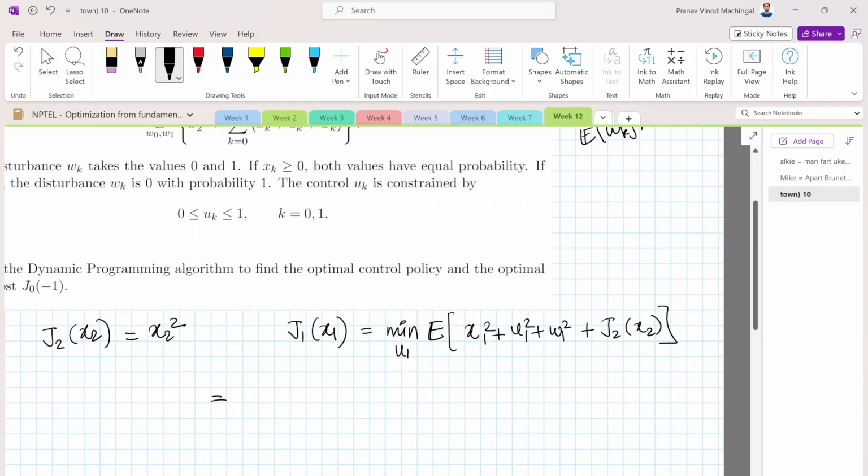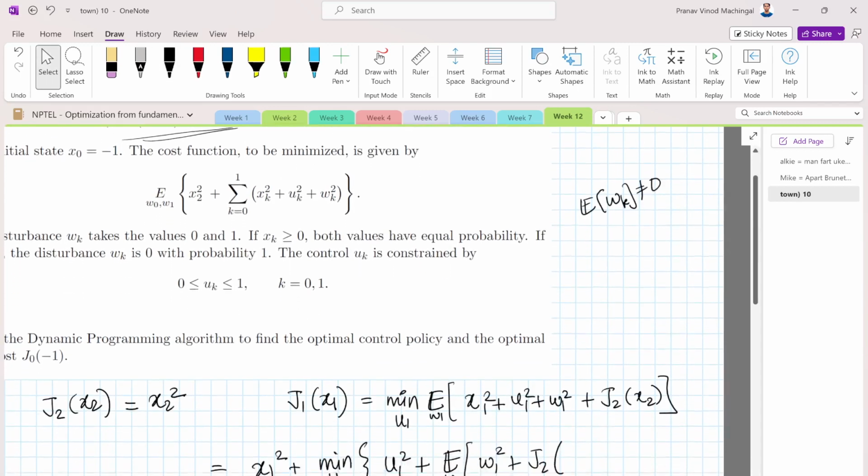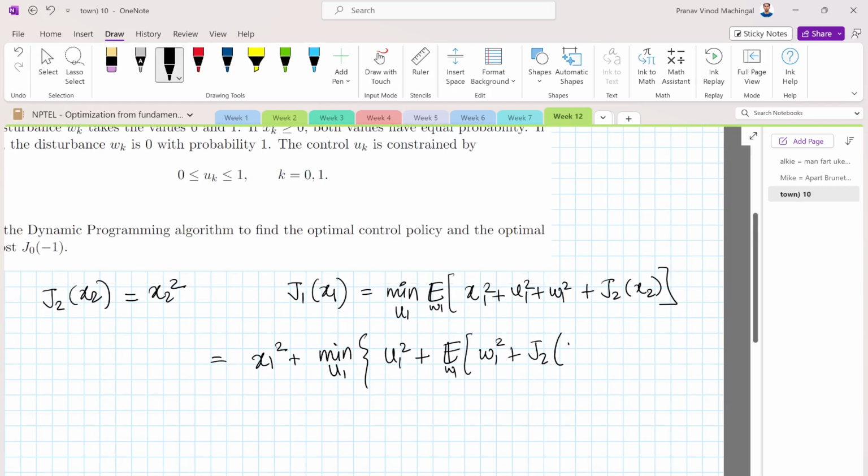So this we can write as x1 square plus minimize over u1, u1 square plus expected value of, so this expectation is over the random variable w1, square plus j2 of x2, we can write via this: (1 minus a) times w1 plus a u1 square.